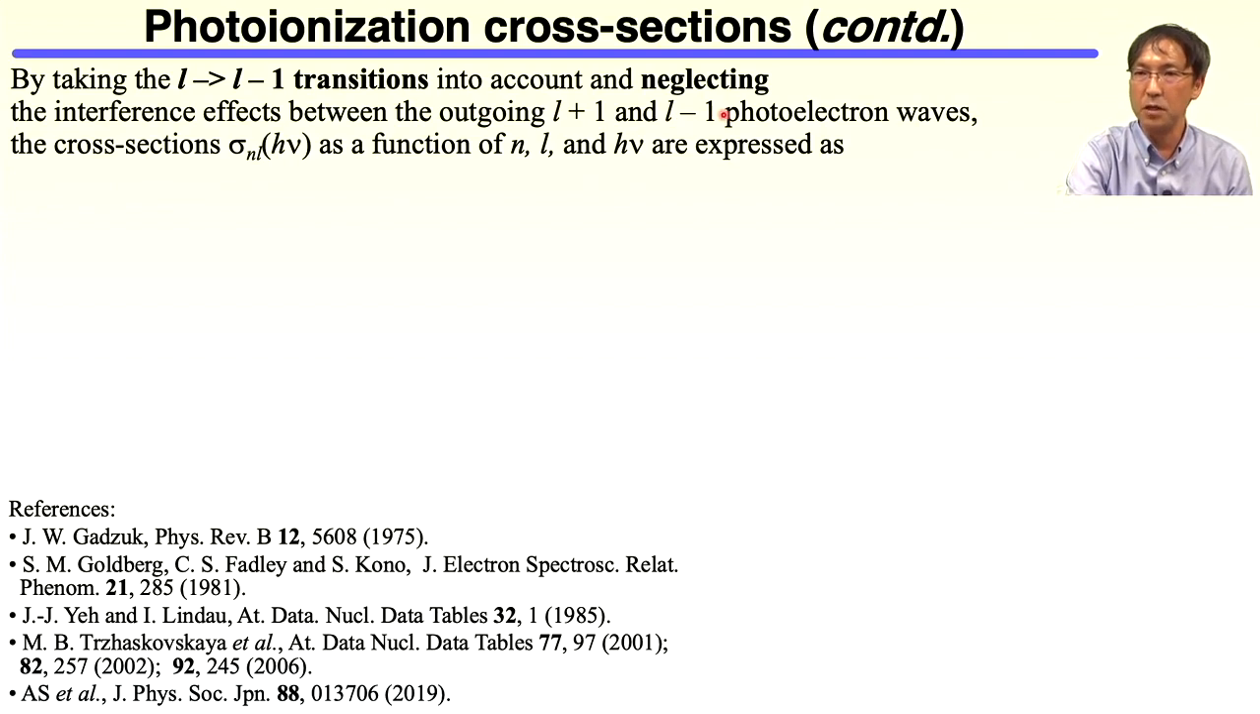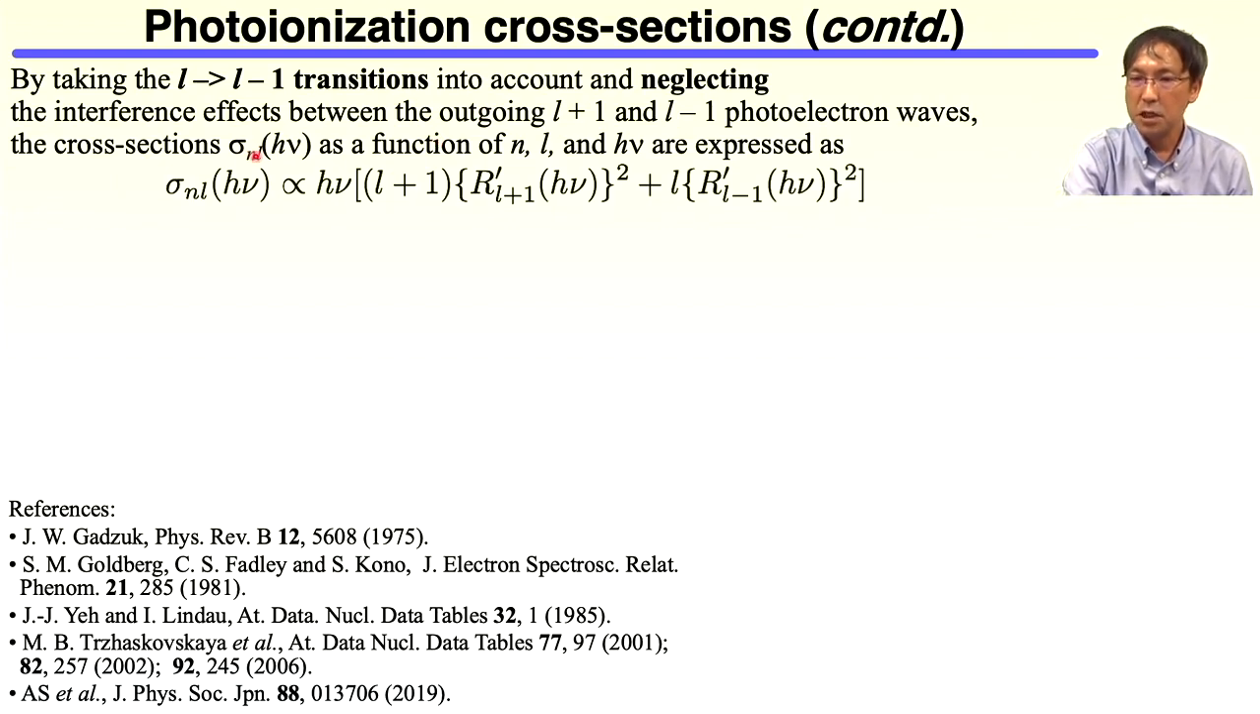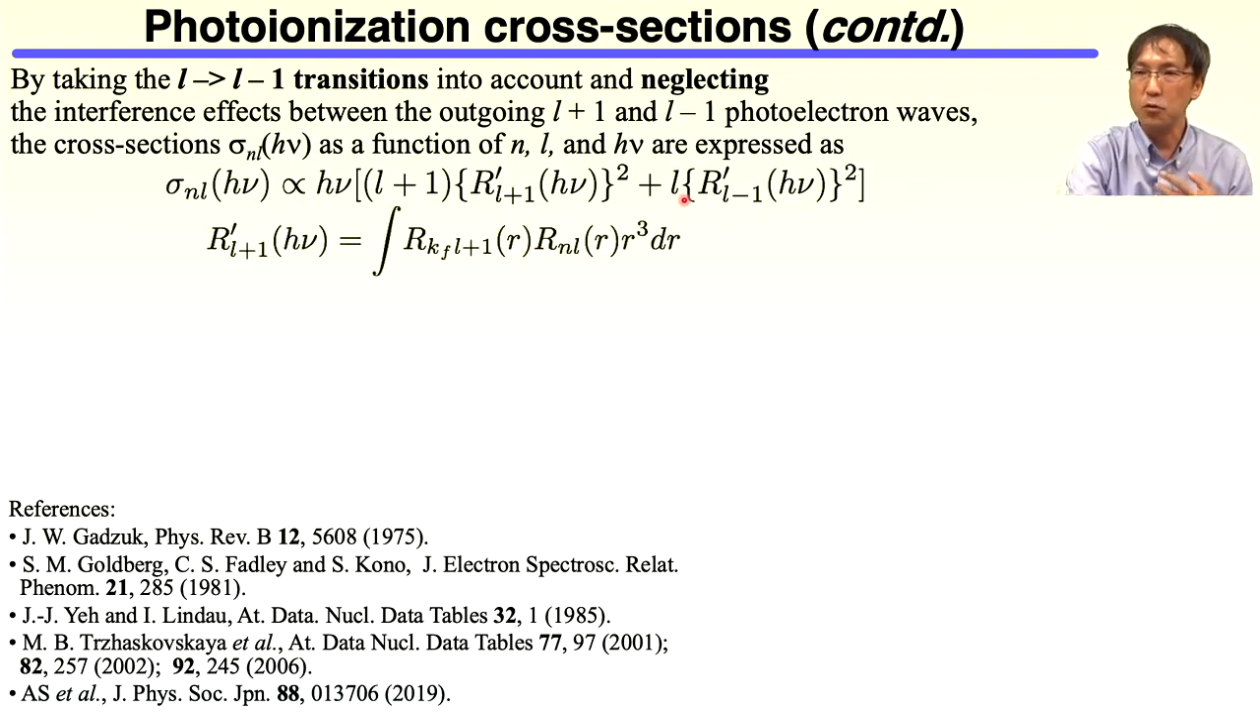Also, by taking the l−1 transition into account and neglecting the interference effect between the outgoing l+1 and l−1 photoelectron waves, the cross-section for each atomic orbital labeled as σ_nl is expressed as this formula within the dipole transitions. Here, R_l±1 stands for the integral of the product of the radial functions of the initial and final state.